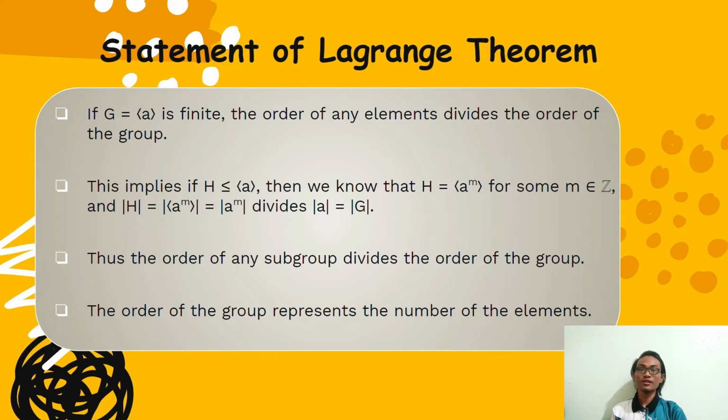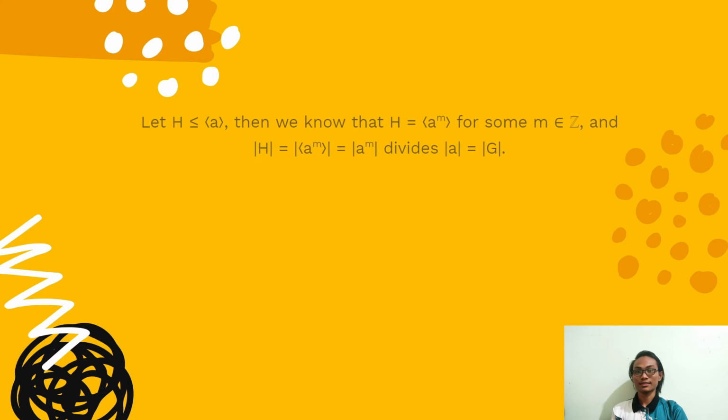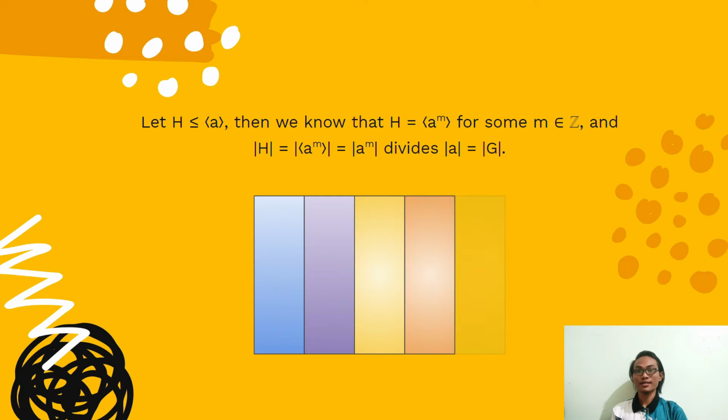Next, if we look at the second statement, that is, let H be a subgroup of A, then we know that H is equal to A power of M for some M that is an element of Z, and the order of H is equal to the order of the subgroup that is generated by A power of M, and equal to the order of A power of M, which divides the order of A, that is equal to the order of G.